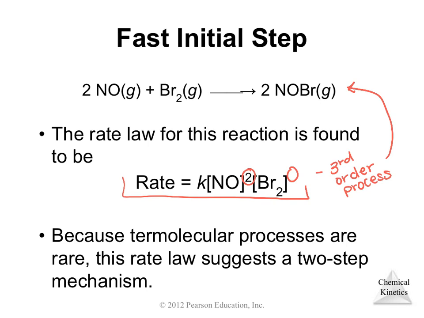And termolecular means 3. In order for this to happen, 3 molecules would have to line up perfectly. They would have to orient perfectly. They would have to have the exact right amount of activation energy. And that is super unlikely to happen. And so when you see a third order process, most of the time it's going to be a multi-step process.